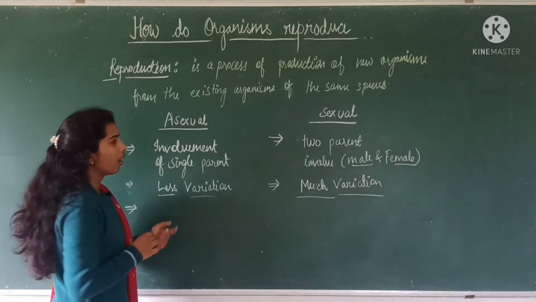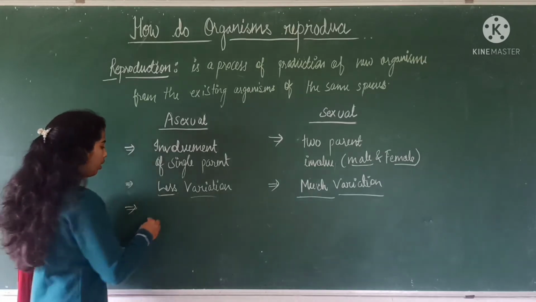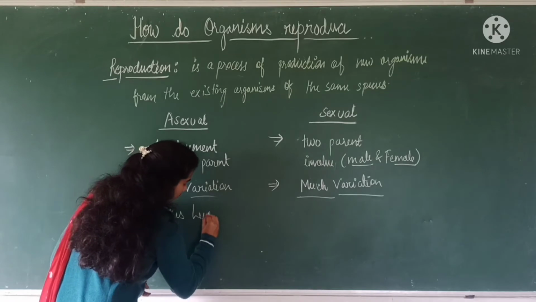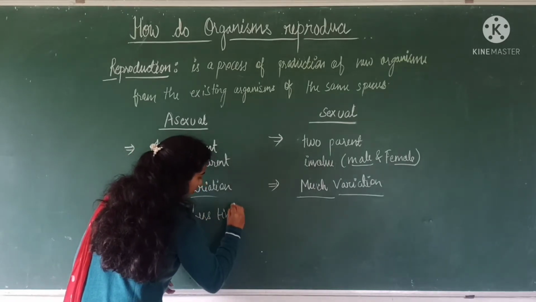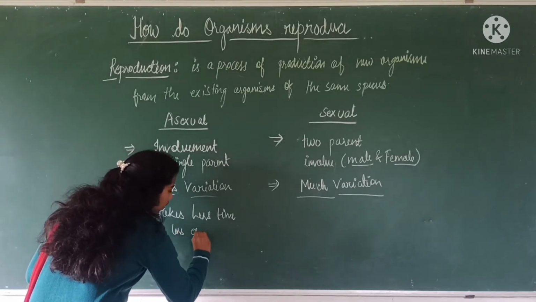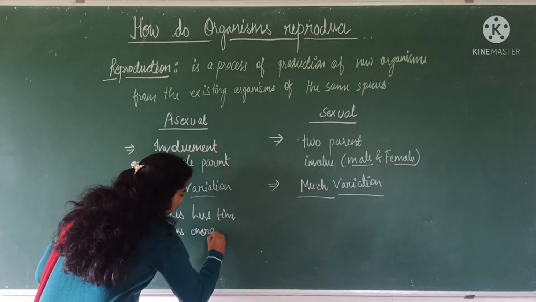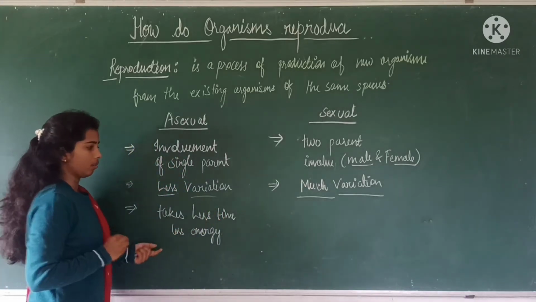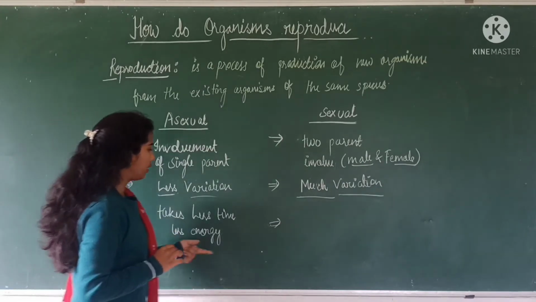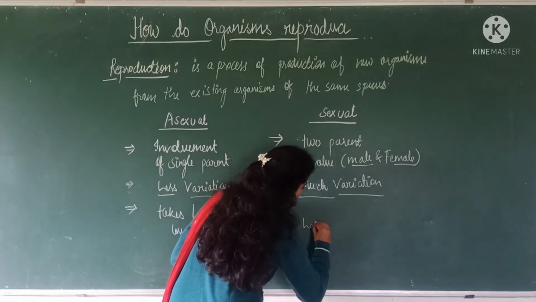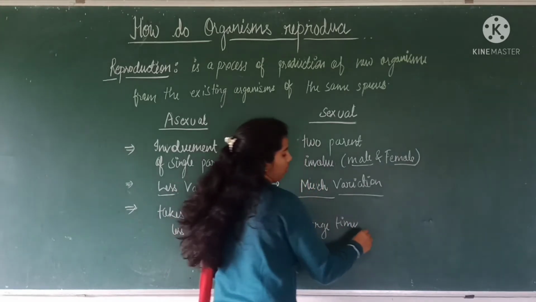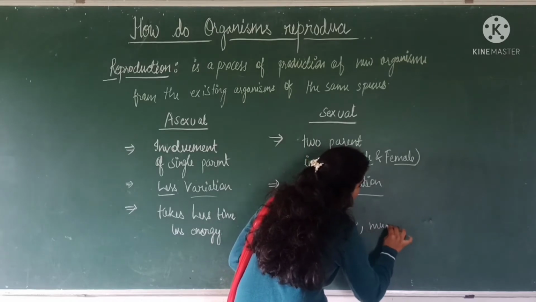Our third point is, asexual reproduction takes less time and less energy to produce new organisms, whereas sexual reproduction takes large time and much energy.